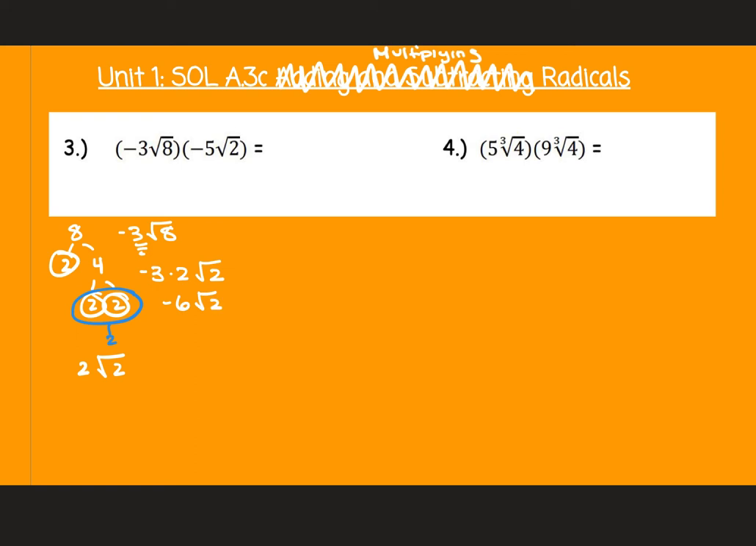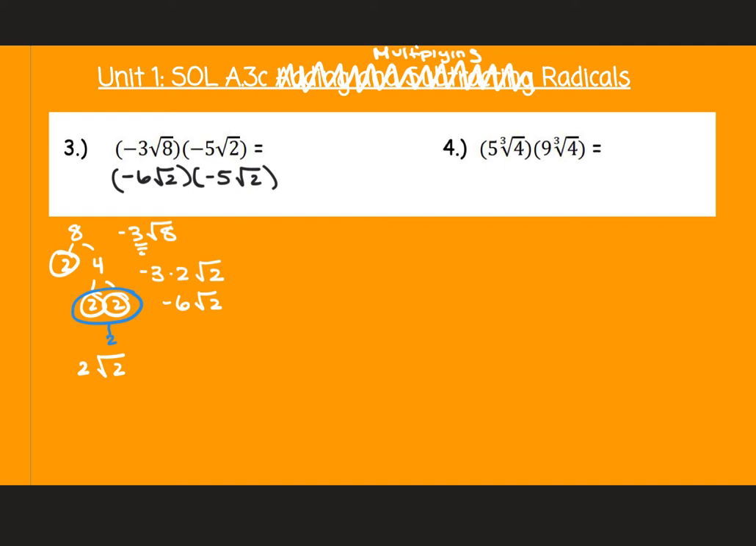All right, so I can now rewrite this expression as negative 6 times the square root of 2 times negative 5 times the square root of 2. Now, could you have gone ahead and multiplied negative 3 and negative 5, and then multiplied 8 and negative 2, and then simplified from there?